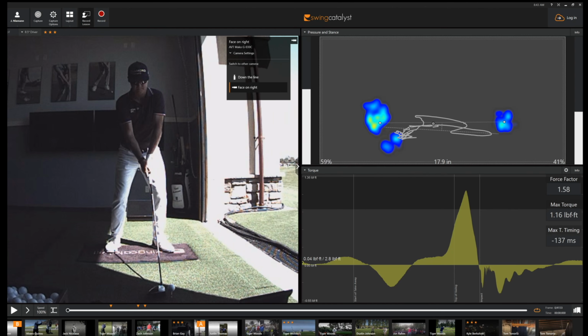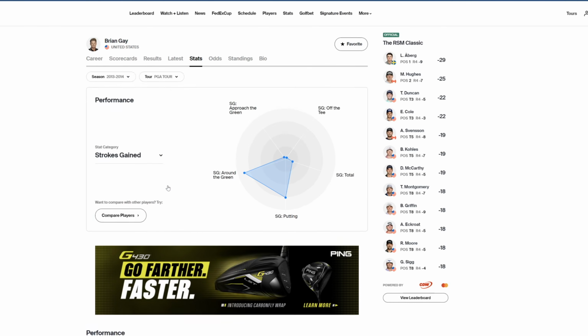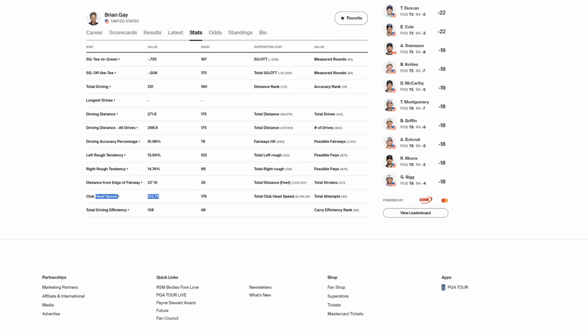What I'm going to show you, first just look at Brian Gay's stats. This swing I had on the Swing Catalyst is from 2014, which is when these stats are. And he was about dead last in club head speed, 176th on the tour at 103 miles an hour. That's really, really slow by modern tour standards.